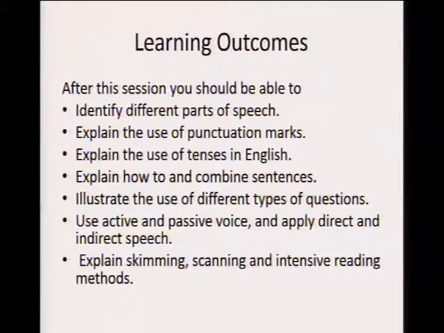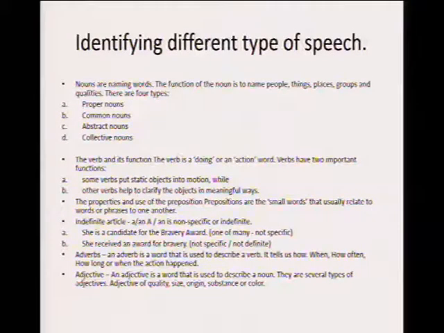So, I am going to start by explaining how to identify different parts of speech. During the course of your study, you are going to be familiar with 7 different parts of speech. The first one is nouns. Nouns are naming words. The function of the noun is to name people, places, things, groups, and qualities. There are basically 4 types of nouns.